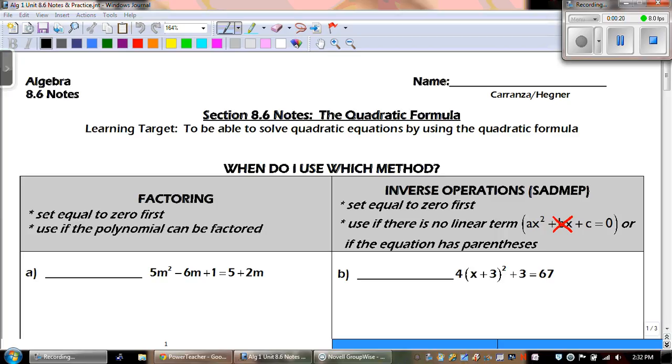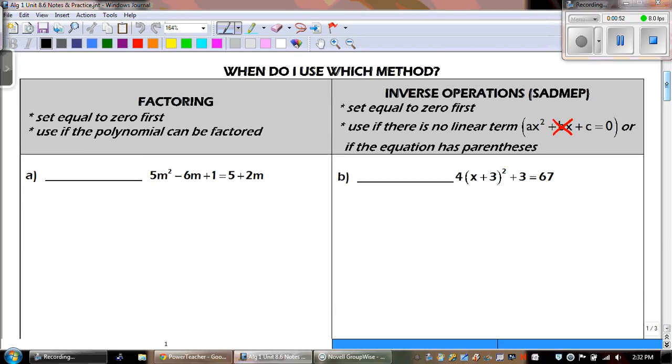So we've talked about 3 methods so far. Now some of you only learned 2 of them, and that's factoring, the inverse operations or SADMAP, and then the third one was completing the square. Let's review those because there are different scenarios of when you want to do each one. Now, notice for all of them, the first step is the same. We want to set your equation equal to 0.